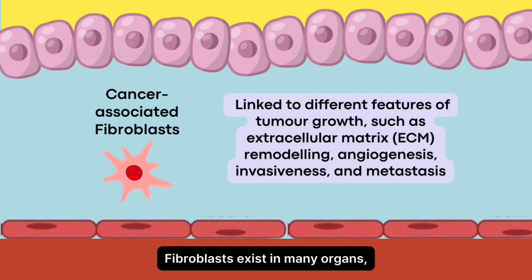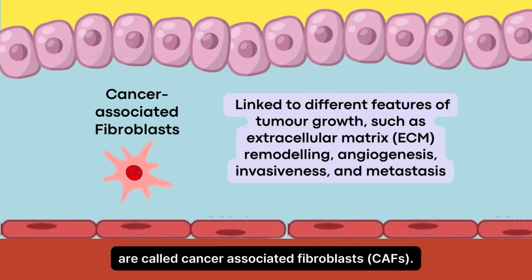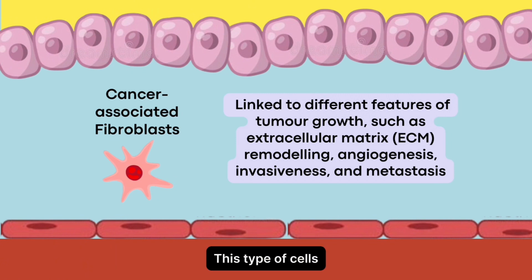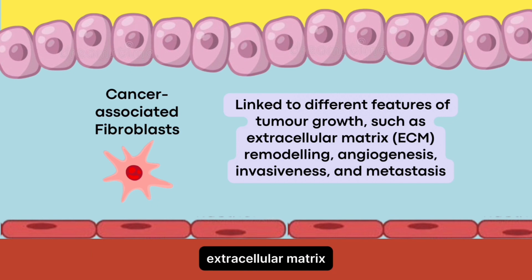Fibroblasts exist in many organs, and when cancer grows, they can be activated or recruited to the tumor site. This is why they are called cancer-associated fibroblasts, CAFs. This type of cells has been linked to different features of tumor growth, such as extracellular matrix, ECM, remodeling, angiogenesis, invasiveness, and metastasis.